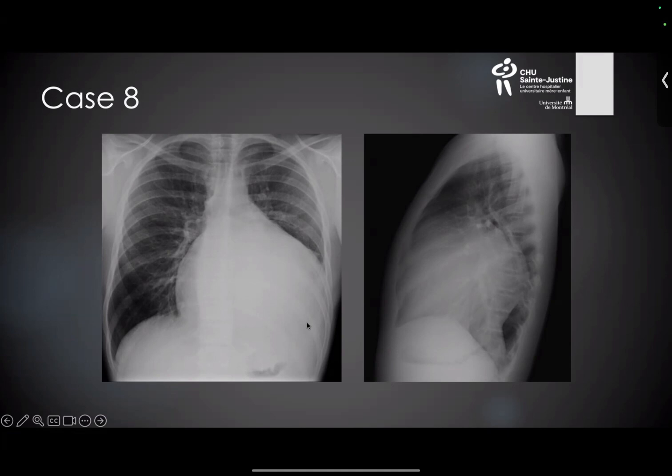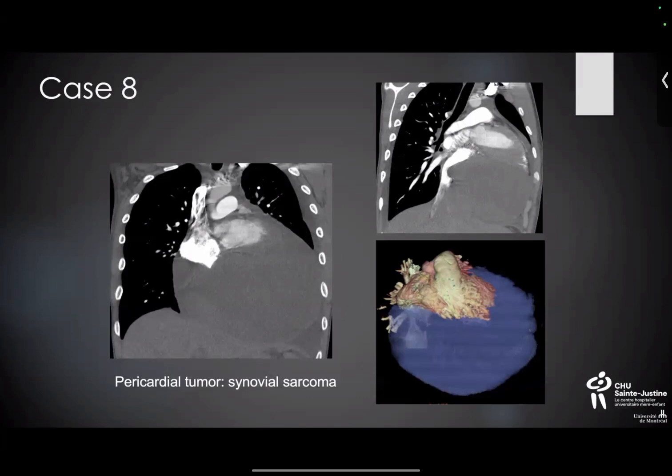So they called an urgent cardiac echo, and they had a hard time seeing the heart. In that particular case, it was a pericardial tumor, which turned out to be a synovial sarcoma, and it was basically taking all the space in the mediastinum and shifted the heart superiorly, sitting on the heart. And the kid didn't do well. He died about a year after. It's not good to have.